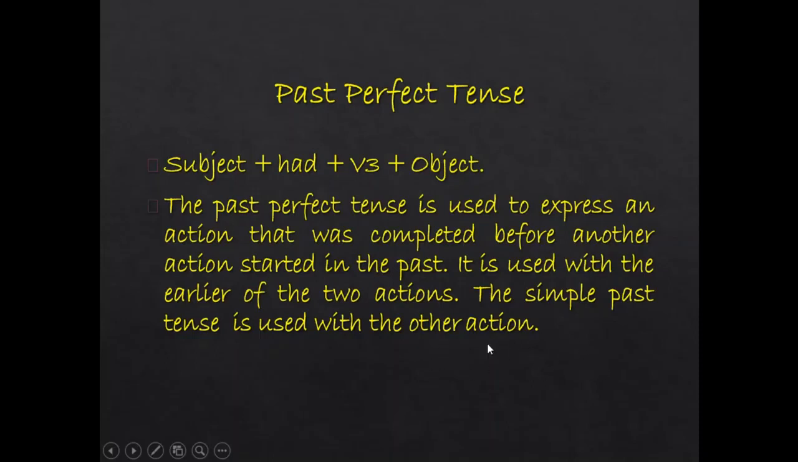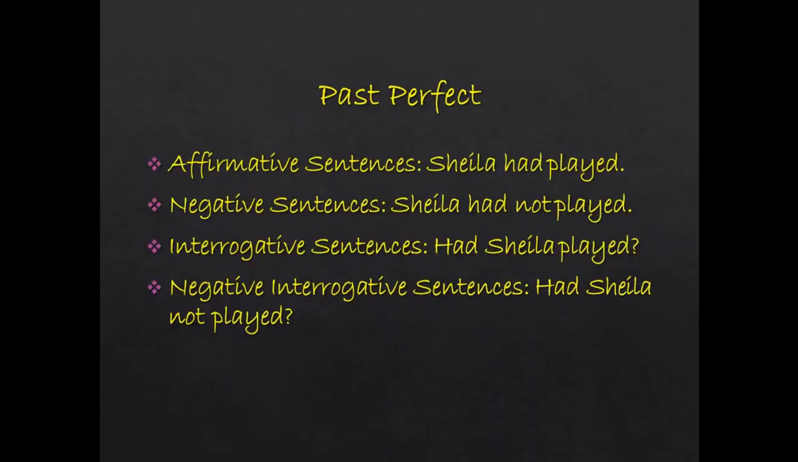We will understand this with the help of an example. How do we write a past perfect sentence in an affirmative way? Sheila had played. In a negative sentence, how do we use it? Sheila had not played. Interrogative sentences: had Sheila played? And negative interrogative sentences: had Sheila not played?